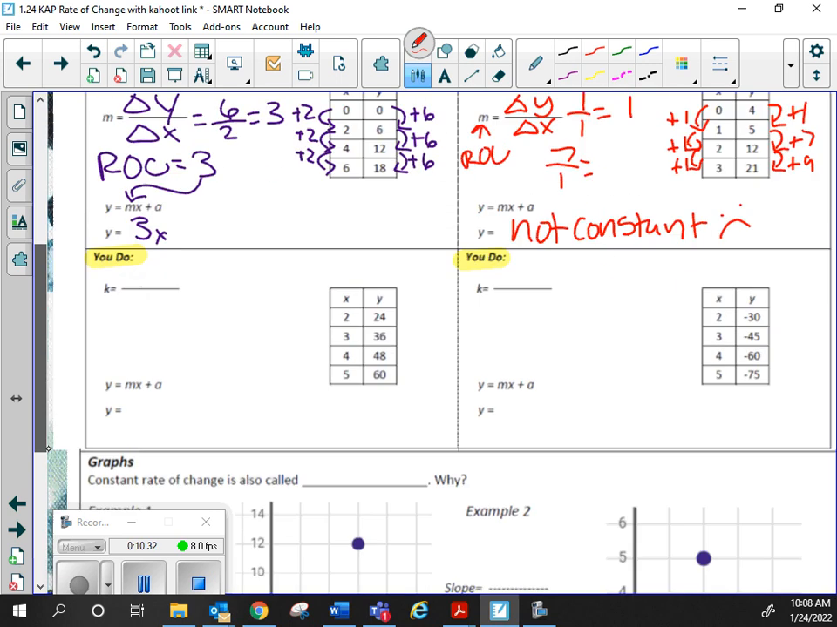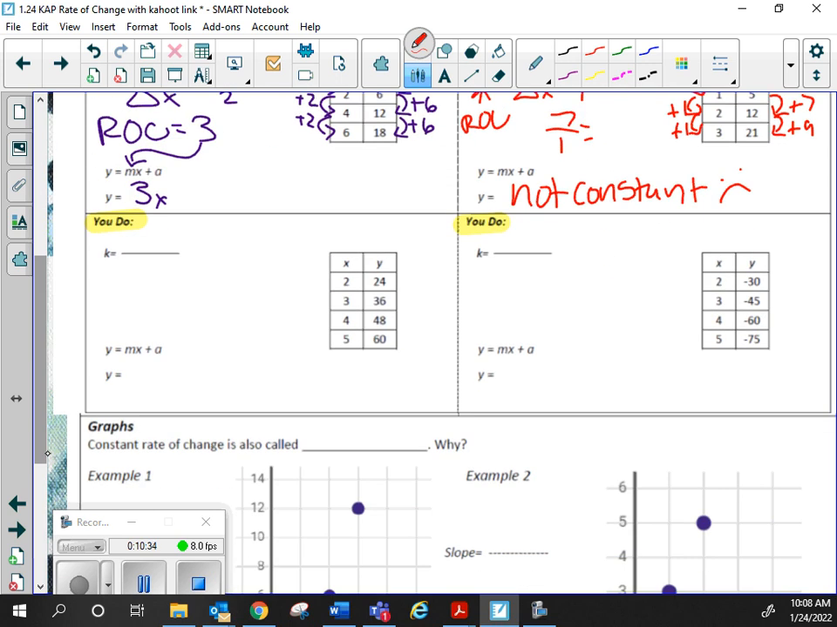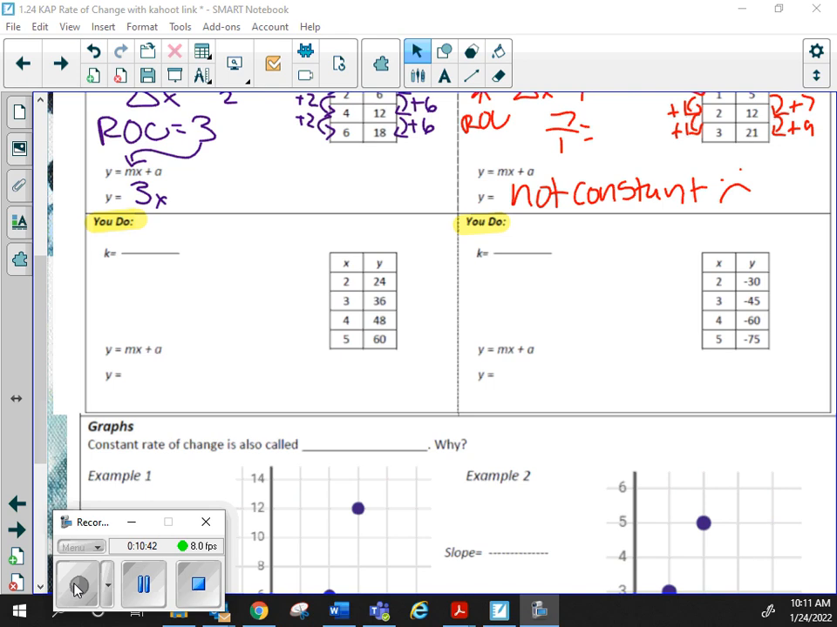All right, so y'all go ahead and find the constant rates of change for those next two problems. Not constant if it doesn't have a constant. Pause and play when you're ready. Let's look. What did you find, Philip, for this first one?